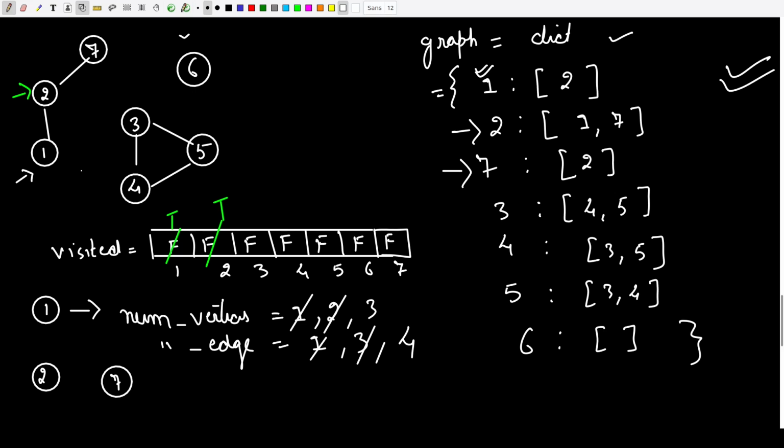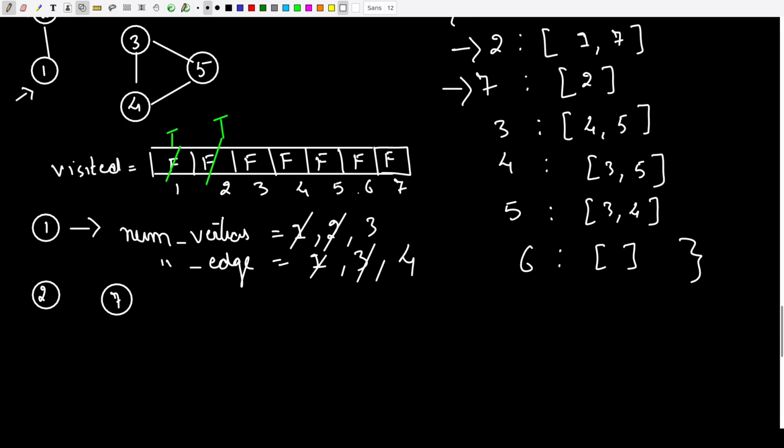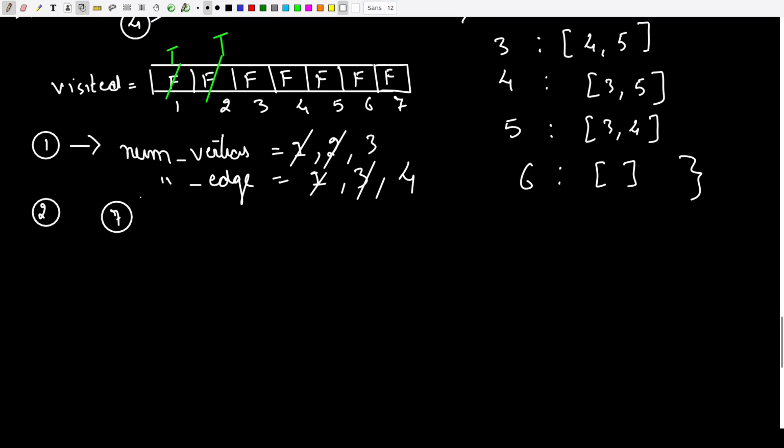And after doing so, the DFS completes for this component. Once we have completed the DFS for one of the components, we will check the relationship between the number of vertices and the number of edges. So the number of edges is 4 divided by 2.